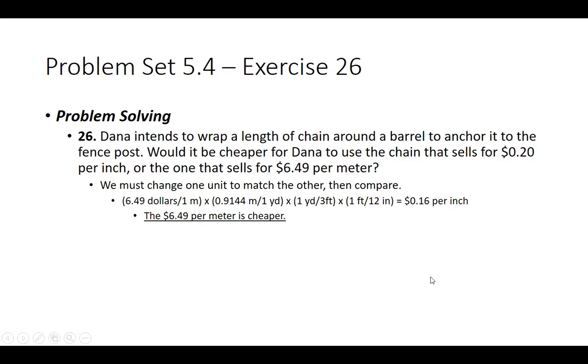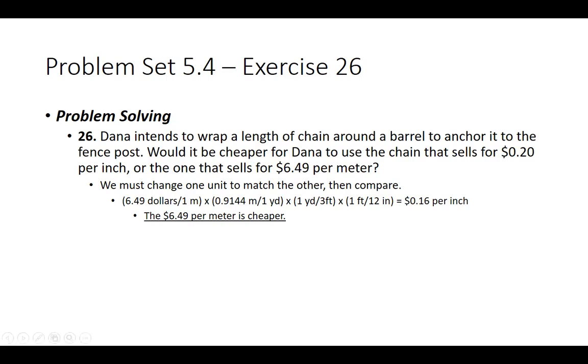In number 26, Dana intends to wrap a length of chain around a barrel to anchor it to the fence post. Would it be cheaper for Dana to use the chain that sells for 20 cents per inch or the one that sells for $6.49 per meter? We must change one unit to match the other and then compare in order to be able to figure this out. So we either need them both to be in inches or both to be in meters. Let's change the $6.49 per meter into dollars per inch.